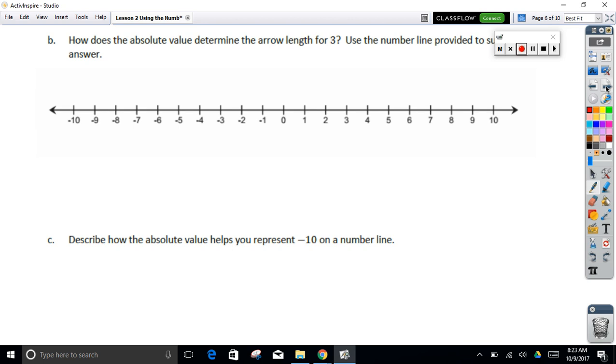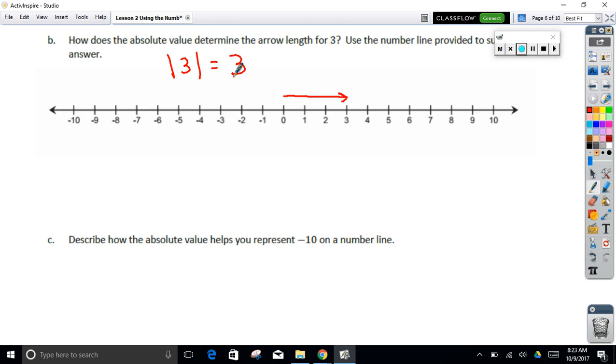Ross, tell me how I would draw an arrow for 3. You go 3 spaces from 0 to the right. Okay, start at 0, go 3 spaces to the right. And what is the length of that arrow, Ross? 3. 3 units. And we know that the absolute value of 3 is 3.